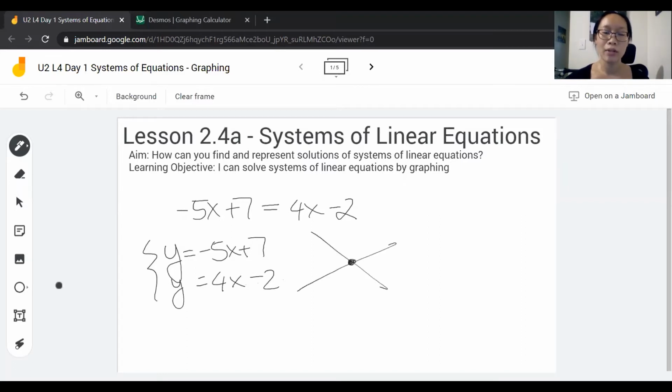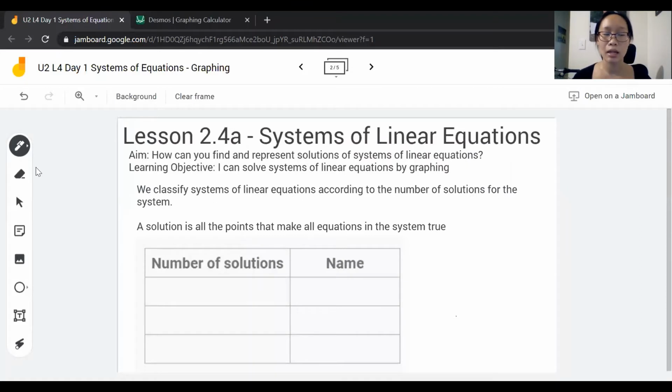When we have different equations that we're considering together, we call this a system of equations. And their intersection is called the solution to the system. The solution is all points that make all equations in the system true. We can classify systems of equations by how many intersections or solutions they have.